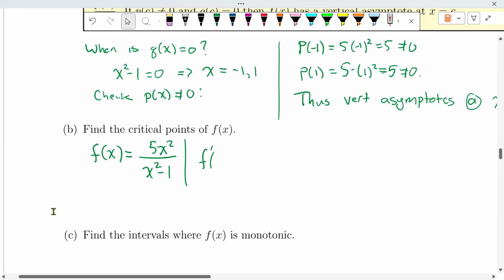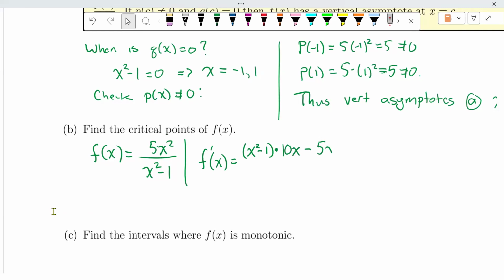F prime of x is going to be low, which is x squared minus 1, times the derivative of the numerator. That'll give me a 10x, minus high, derivative of low, 2x, all over x squared minus 1 squared. And so I was able to take the derivative, and what I need to do next is find when the derivative is 0 or when the derivative is undefined.